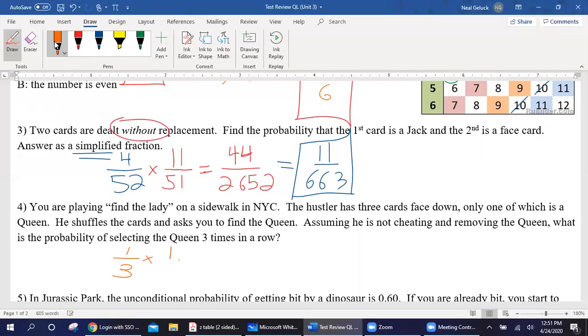Each time I have a 1 out of 3 chance of doing this, multiple events, I multiply the probabilities together. Across the top, 1 times 1 times 1 is 1. Across the bottom, 3 times 3 times 3 is 27. So overall, I have a 1 out of 27 chance.